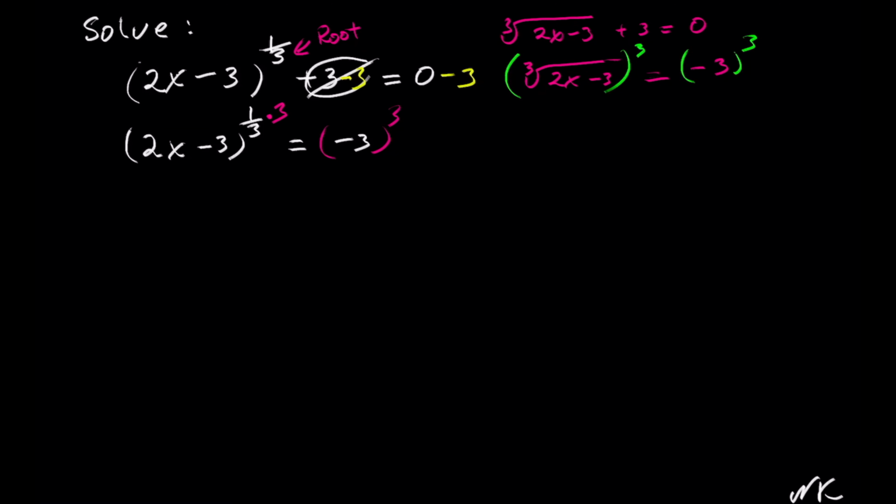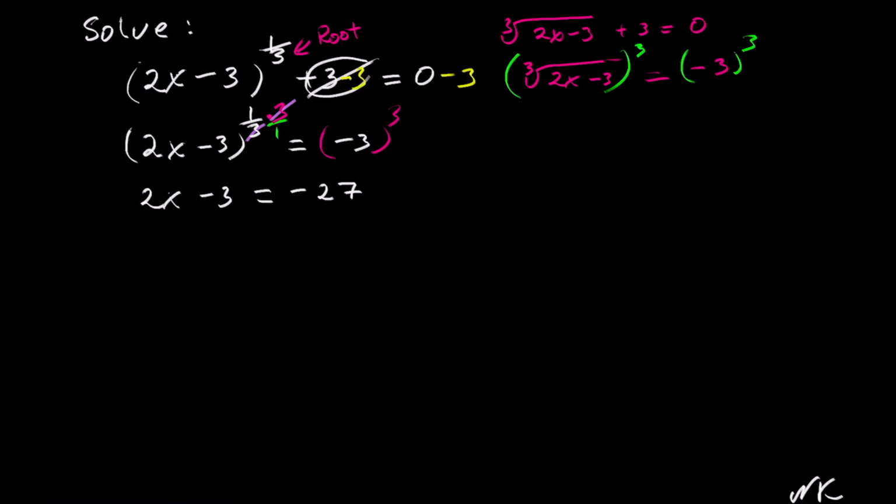So we have (2x - 3)^(1/3) raised to the 3rd power. The 3 out of 3 will cancel, and we get 2x - 3 on one side of the equal sign, equal to negative 3 to the 3rd, which is negative 27. And now it's very easy to solve for x.